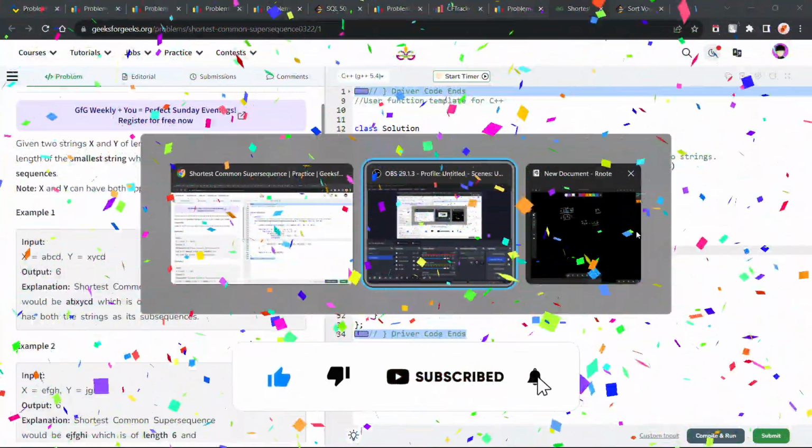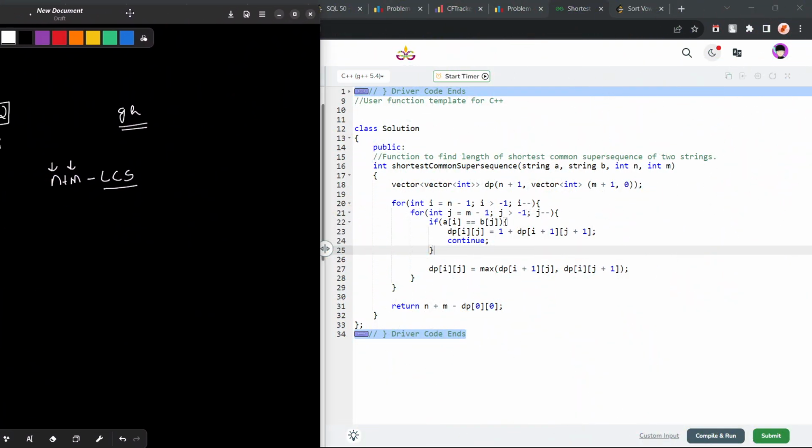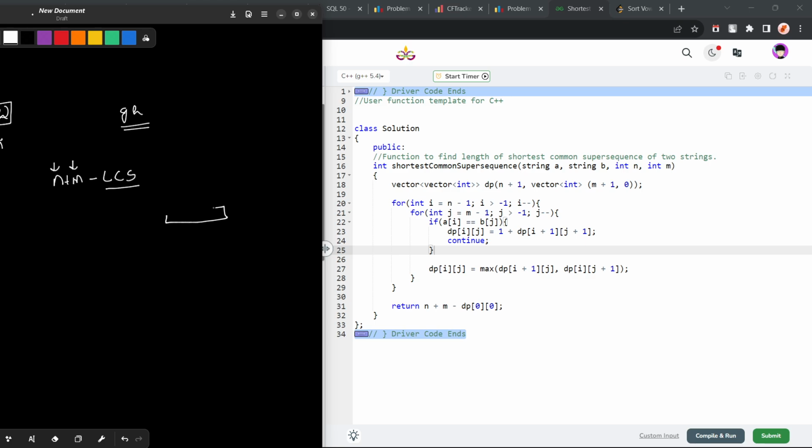Now let us quickly discuss what we did here. The solution is also very simple. It's a very simple observation that if I have two strings, and I want to form a third string such that it contains both of them, and I want the length of this string to be minimum, then obviously I would not want to repeat characters, and I want as few characters as possible.